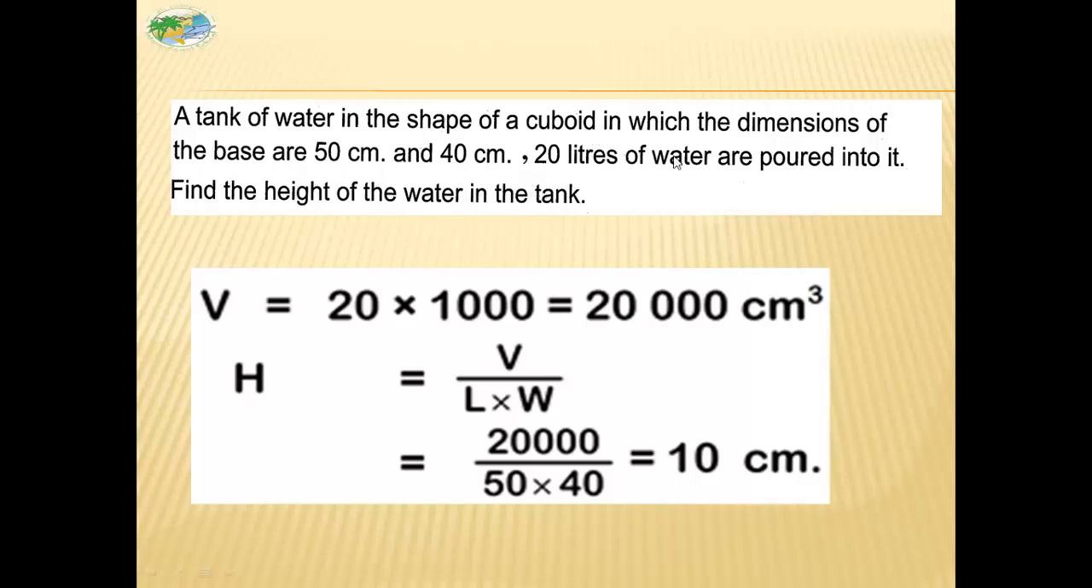So here it says 20 liter of water are poured into it. Find the height of the water. Then we have the volume. The base dimensions are 50 and 40. If you want to find the height of the cuboid, you should divide the volume over length times width. The volume in liters should be multiplied by 1000, equal 20,000 centimeter cube. Then 20,000 over 50 times 40 equals 10 centimeter. Okay, this is the height of the water in the tank.